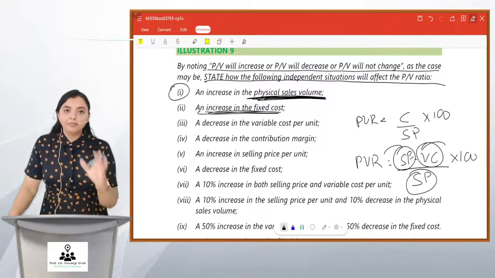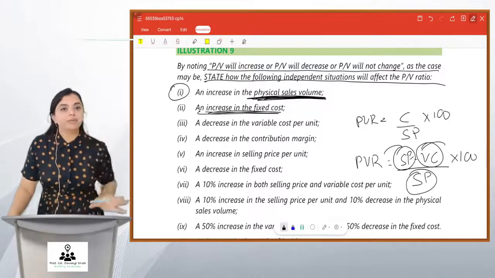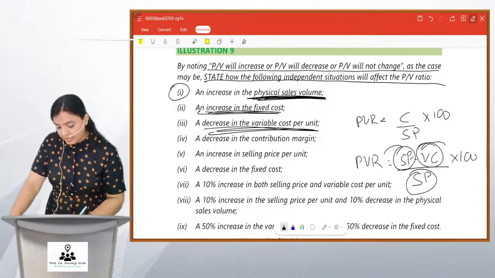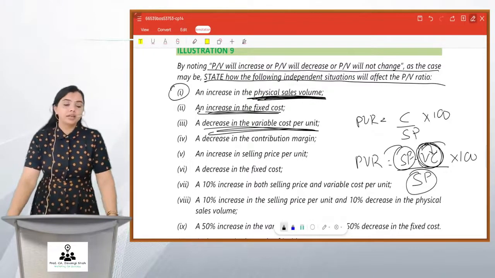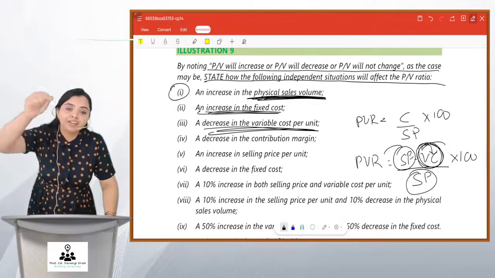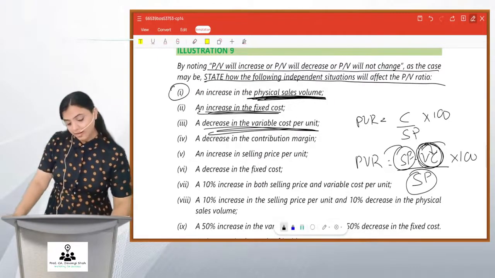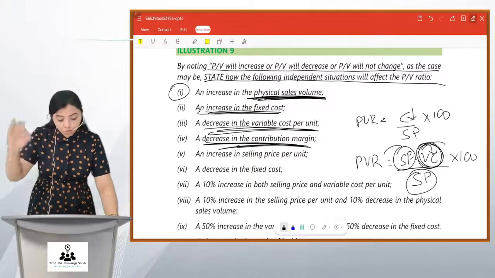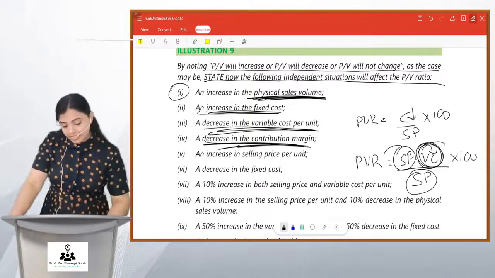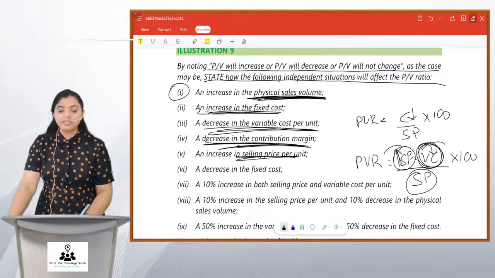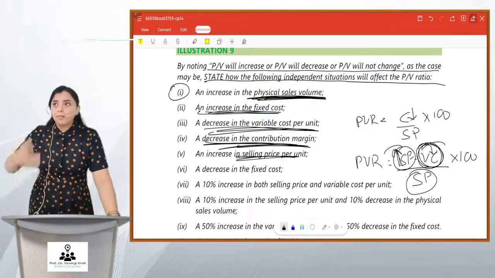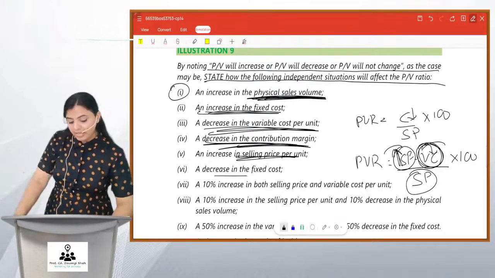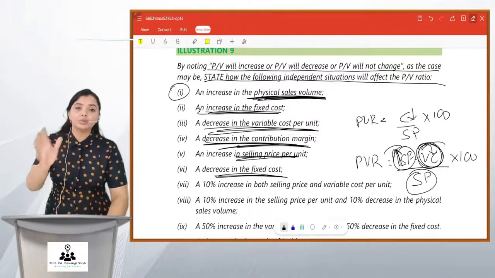Increase in fixed cost. Remember, fixed cost has got nothing to do with PV ratio. So it will not change. Decrease in variable cost per unit. Yes, friends, if variable cost decreases, my contribution will increase and my PV ratio will also increase. Decrease in contribution margin. Friends, if contribution decreases, my PV ratio will also decrease. If selling price increases, variable cost remaining same, my contribution will increase and my PV ratio will also increase. Decrease in fixed cost. Fixed cost has got nothing to do with PV ratio.